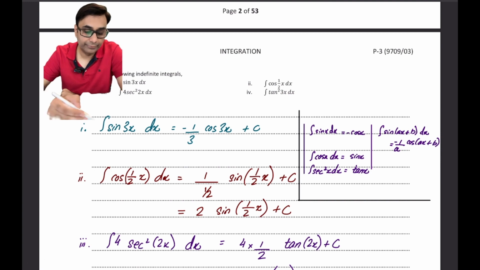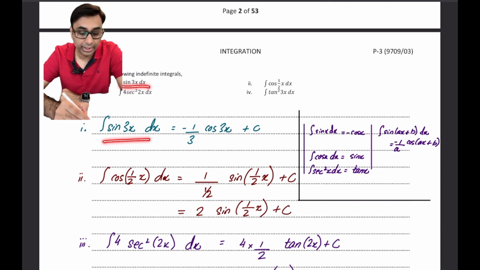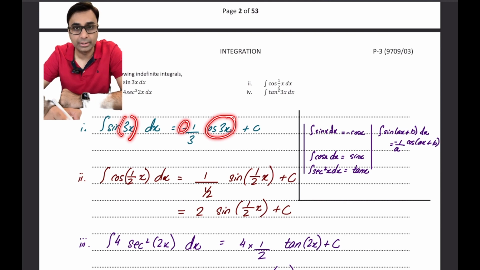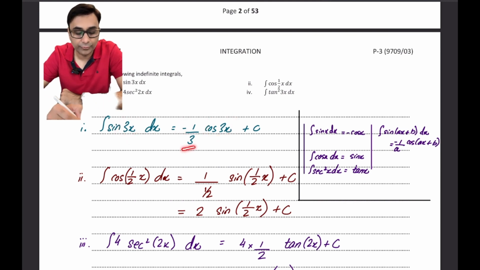For example, if I have to integrate sine of 3x, I know that it is not directly sine x, it is sine 3x. So x is replaced by a linear function. I would recall that sine integrates to minus cos. So sine 3x would integrate to minus cos 3x. The only extra thing I have to do is divide it by the coefficient of x, which is 3. So the final answer is going to be minus 1 upon 3 cos 3x. Every time I integrate, and it is an indefinite integration, I have to put c as a constant of integration.